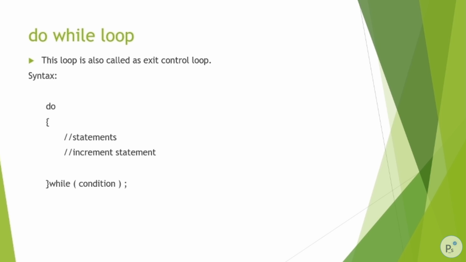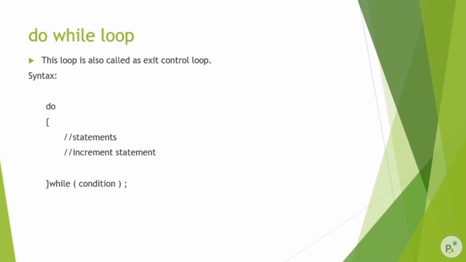I just forgot to mention that in that slide. So note down here that the while loop is also called an entry control loop, because we are checking at the entry, at the beginning of the program flow, before we enter the while loop. That's why it is called an entry control loop.